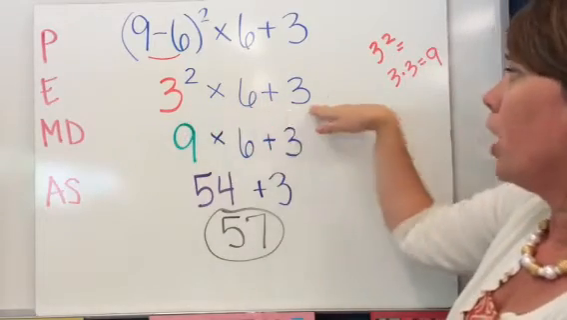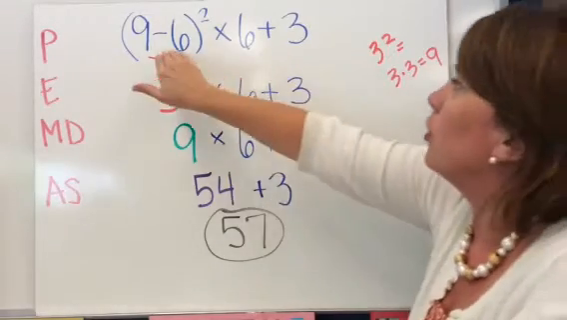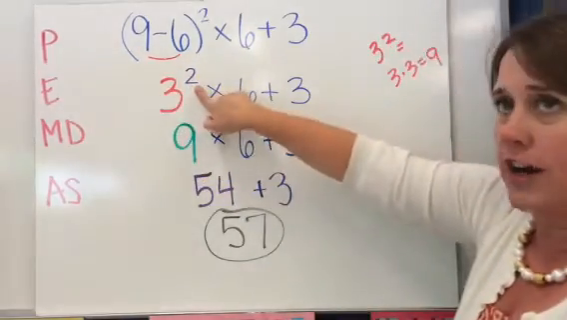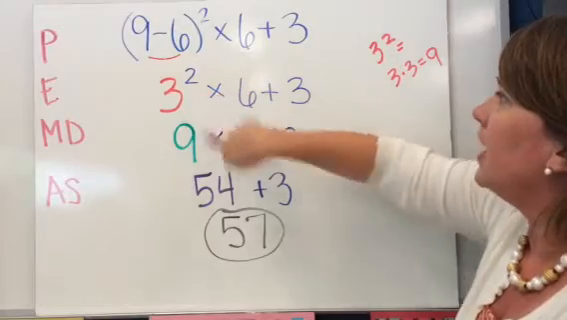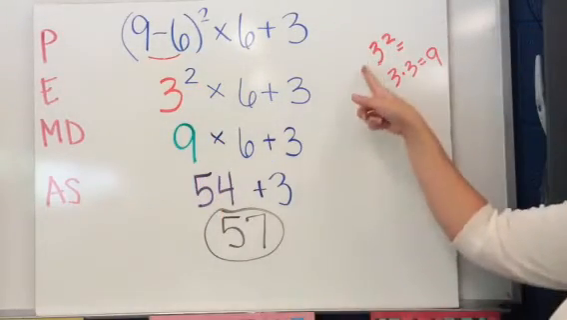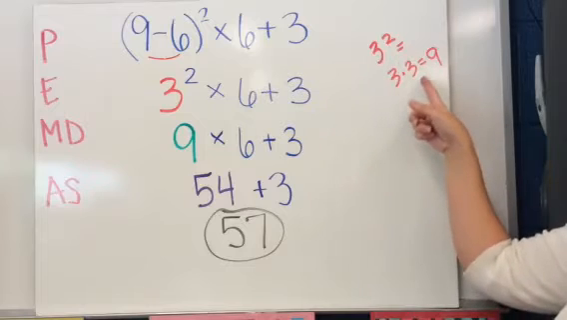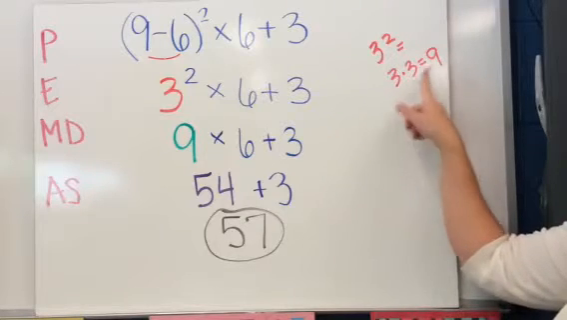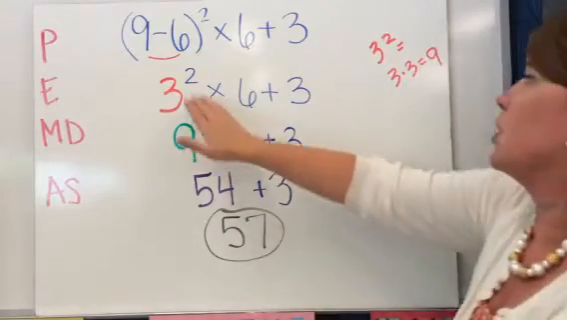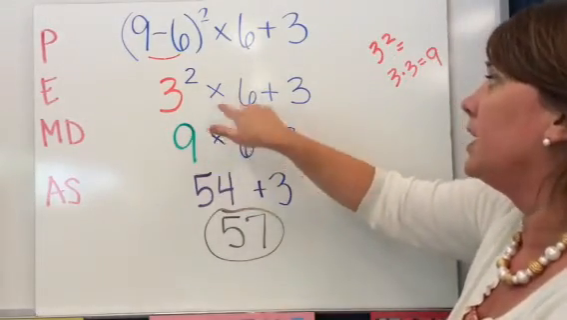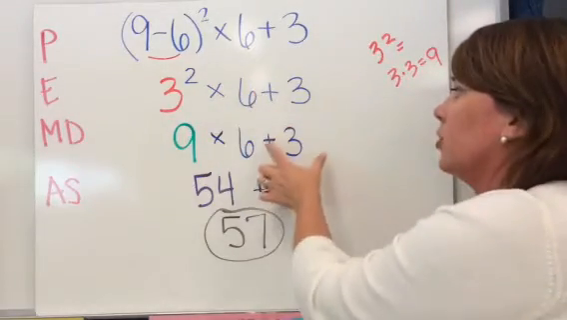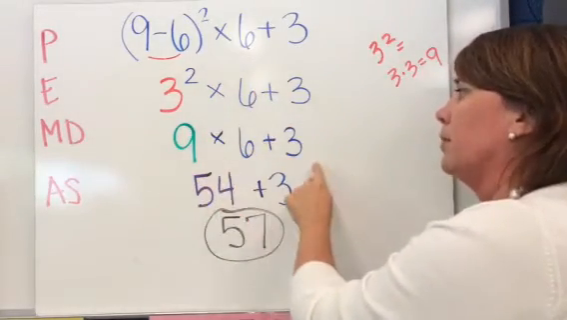So now I have a new problem. The only thing that's changed is what was in parentheses. I move on to exponents. There are exponents, so I do those next. So I'm going to do 3 to the second power. Remember, 3 to the second power means 3 times 3, and that equals 9. That's another symbol for multiplication in case you didn't remember that. And so now I have 9, and then I bring down everything else just like it was. Times 6 plus 3.